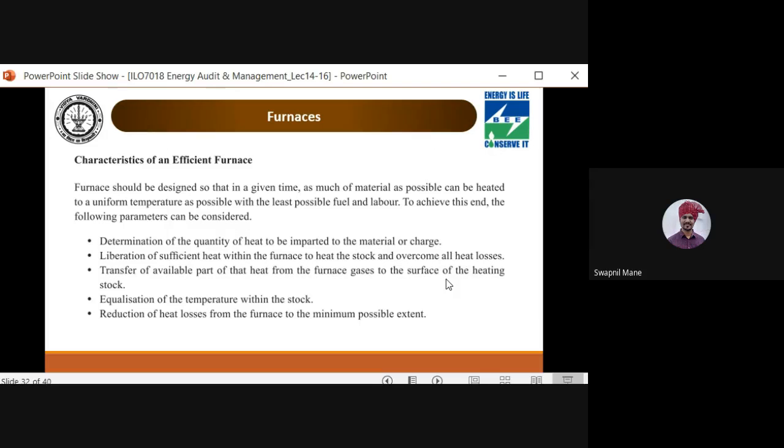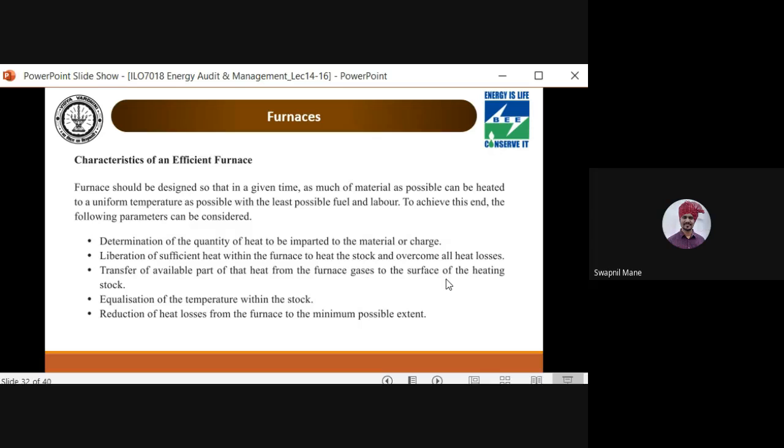How to see that the furnace is efficient? There are some characteristics by which we can say whether the furnace is efficient or not. There are five properties by which we can say the furnace is effective. The furnace should be designed so that in a given time as much material as possible can be heated. That means you put a material inside the furnace, it should get heated in the minimum possible time, with a uniform temperature.